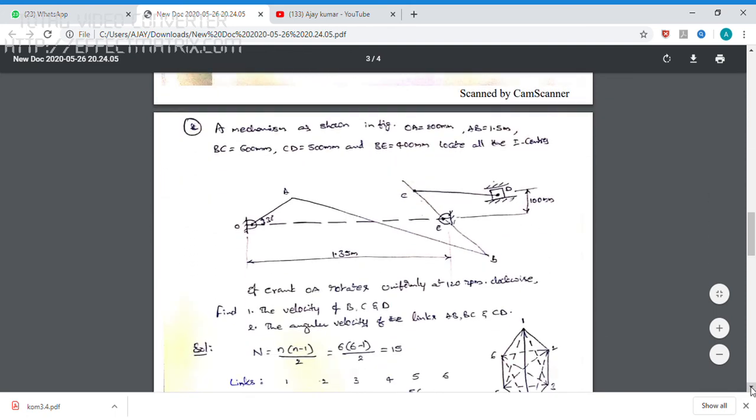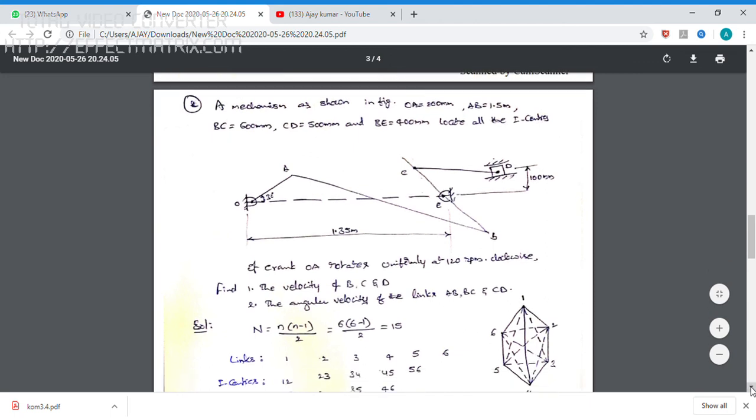Now, I have taken a larger number of links for your understanding. All of you must go through some more problems in textbooks, solved or unsolved problems, or previous examination paper problems. First of all, I will read the problem.